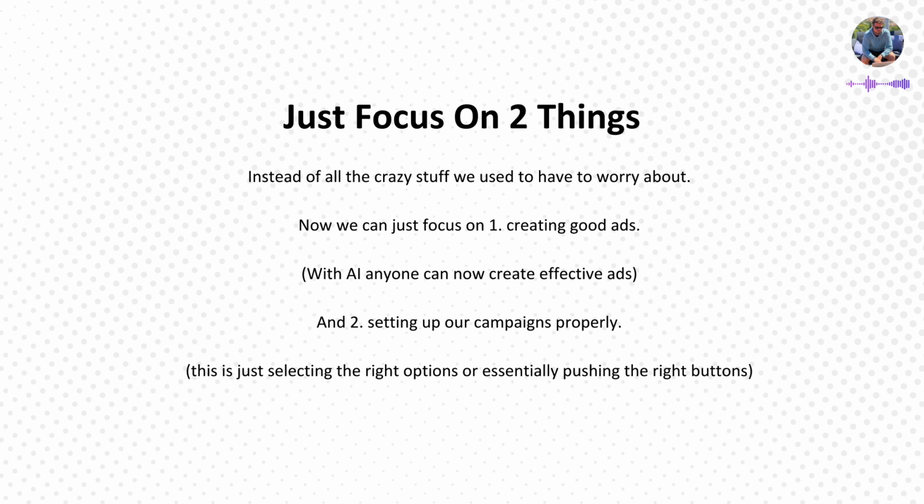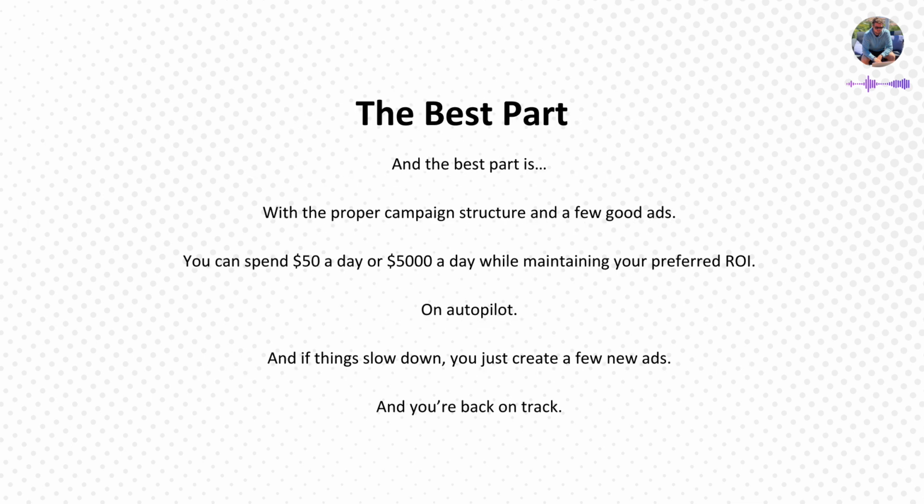And instead of all that crazy stuff we used to have to worry about, now we can just focus on one, creating good ads. And with AI, anyone can now create effective ads. And two, setting up our campaigns properly. And this is really just selecting the right options or essentially pushing the right buttons. And the best part is, with the proper campaign structure and a few good ads, you could spend $50 a day or $5,000 a day while maintaining your preferred ROI on autopilot. And if things slow down, you just create a few new ads and you're back on track.